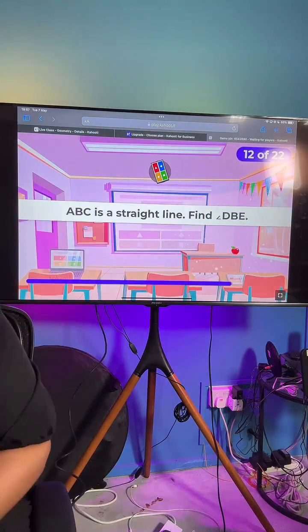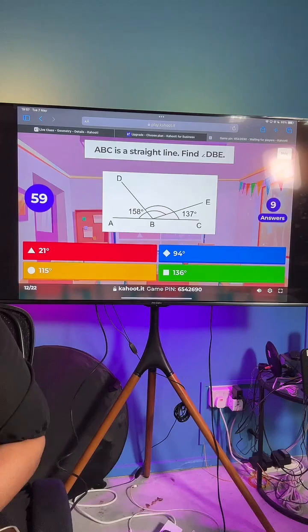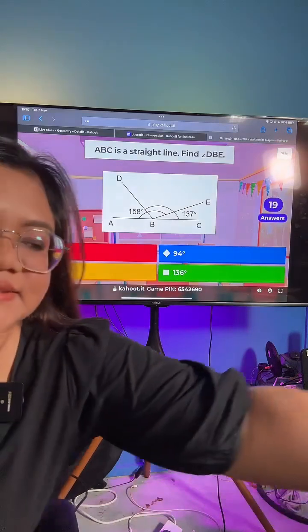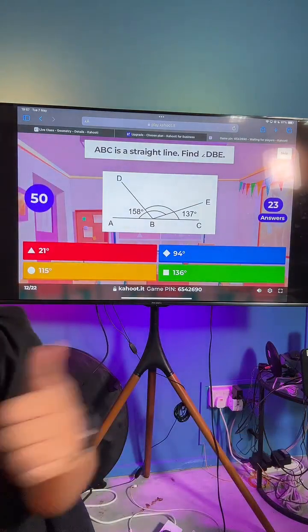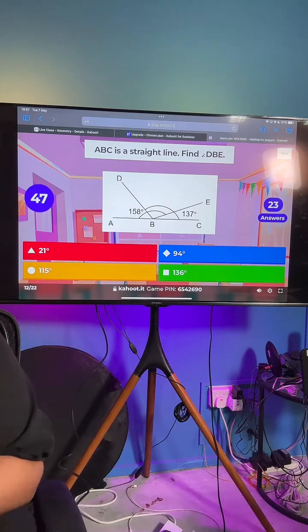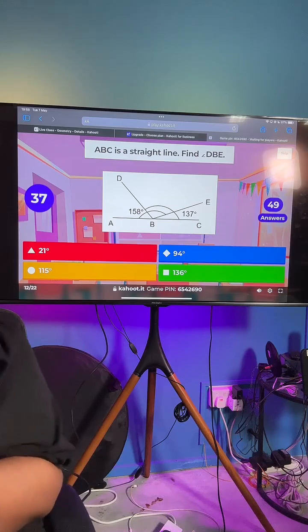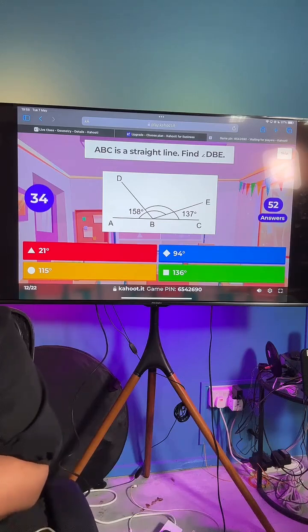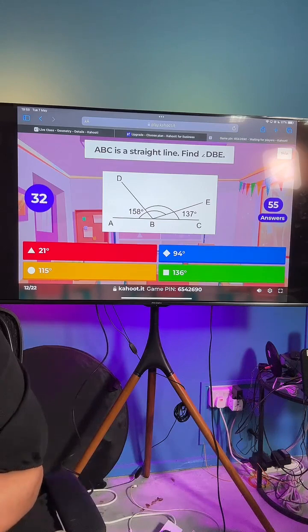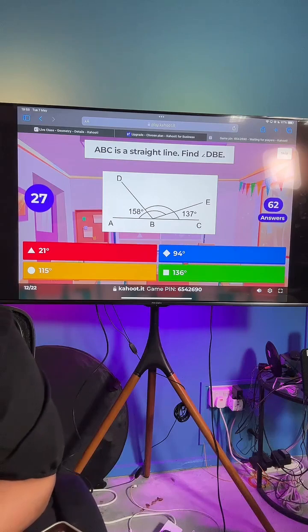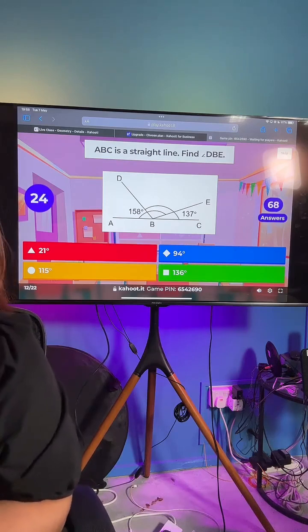ABC is a straight line. Find angle DBE. This is the last MCQ question that we have. Arash, excellent job. You have 30 seconds left. Take note of your time. This one is in paper 1, cannot use calculator, okay?